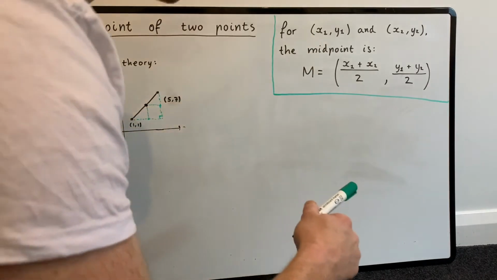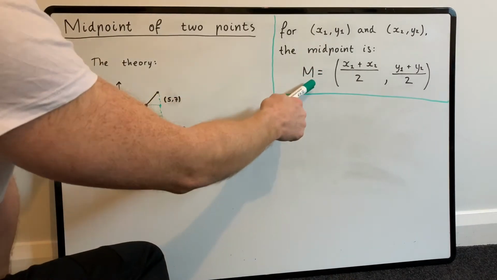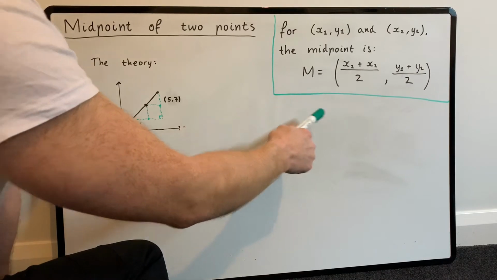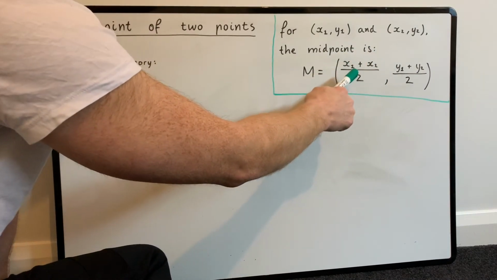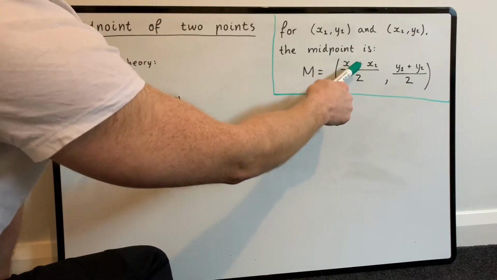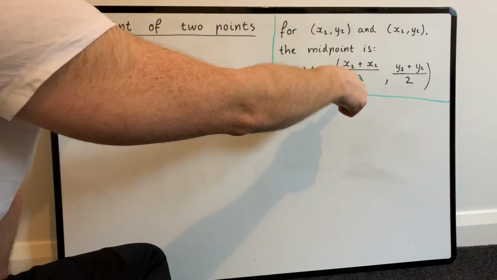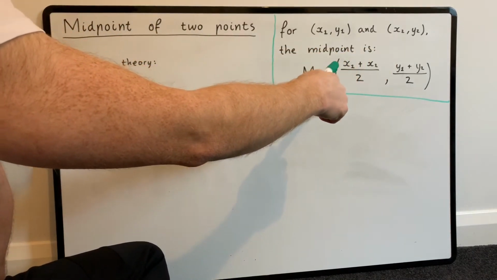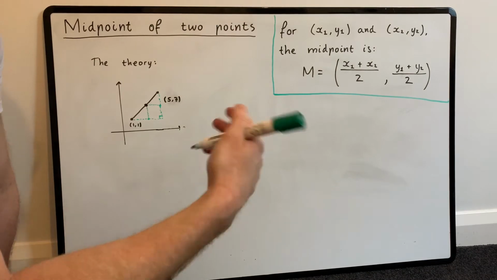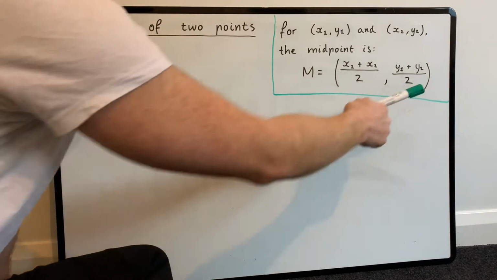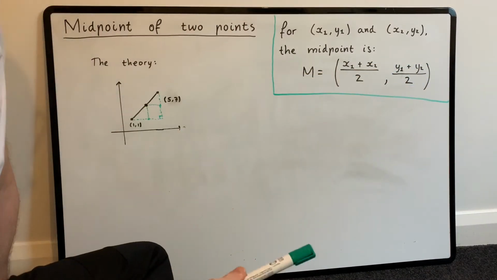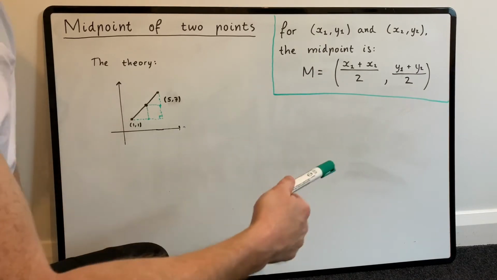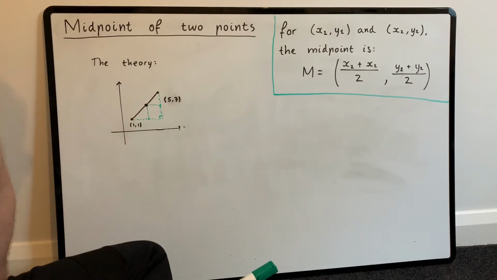And you can kind of see that play out in the formula, right? The midpoint is a coordinate, and its x value looks like the average. It's the average of the x values, which, because there's 2 of them, corresponds to the middle, okay? And the y value is the average of the y values.